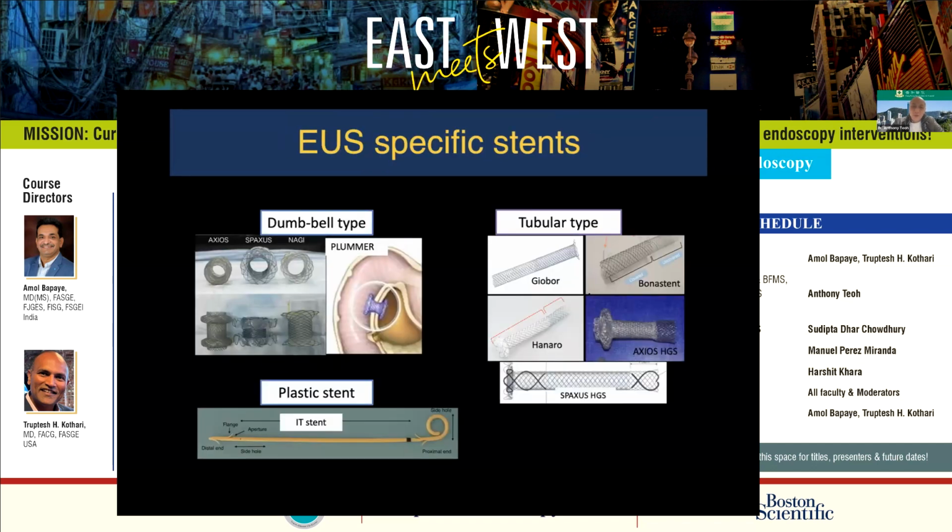Now, we have so many different types of EUS-specific stents. We can broadly classify them into dumbbell-shaped stents, tubular-shaped EUS-specific stents, and also plastic stents, which in the past we thought may not be safe to use, but now with a dedicated EUS-specific plastic stent, it is also safe to use. For the purpose of today's talk, I'll focus more on LAMS and what we mean by LAMS.